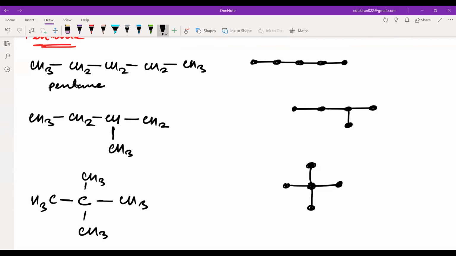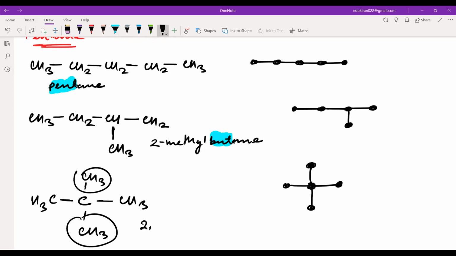What will be the structure? This will be 2-methyl, na? Because we have 2-methyl butane. You can see that it was pent, then it became bute. Okay, and then in this will be 2,2 dimethyl propane. Okay, so it became now prop. So we are changing the chain length, and that is why these are known as chain isomers.